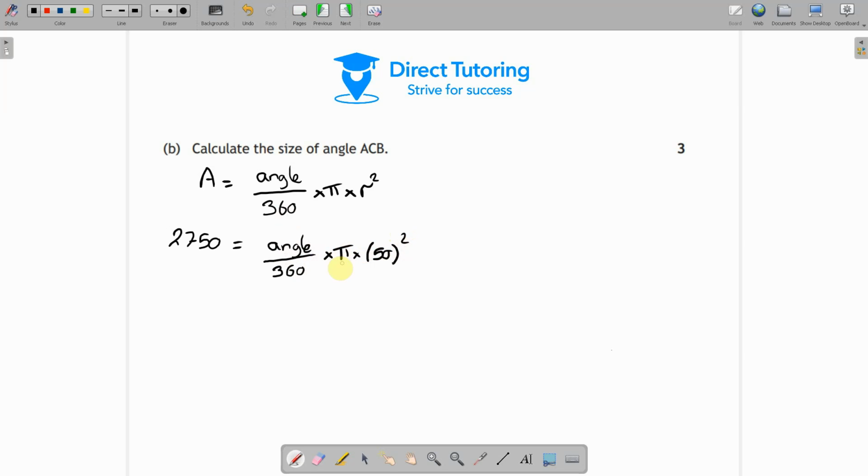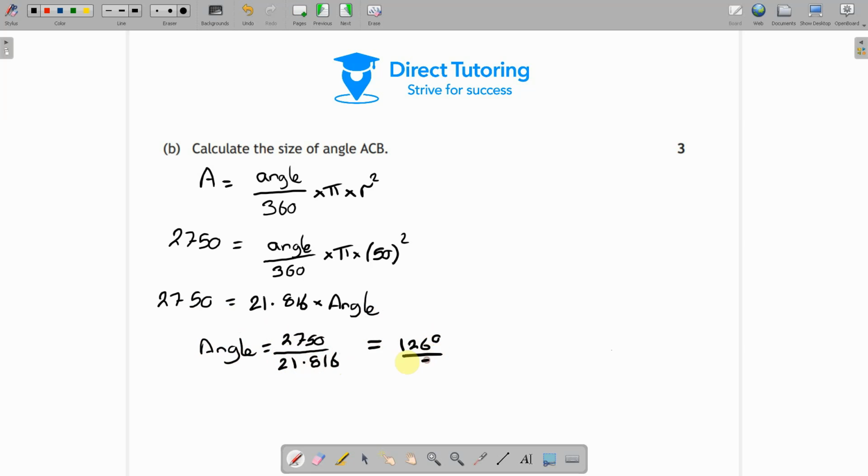Now if we tidy the right hand side up a bit, then we get 2,750 equals 21.816 times the angle, which means the angle will equal 2,750 divided by 21.816, which will give us a value of 126 degrees. And that is your final answer.